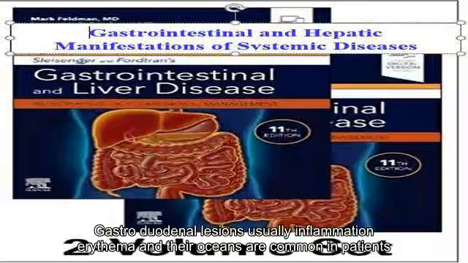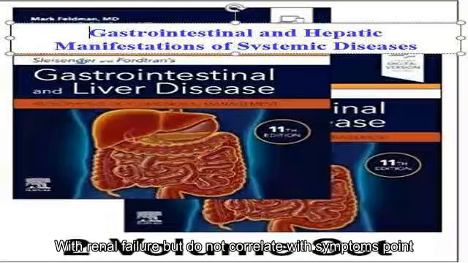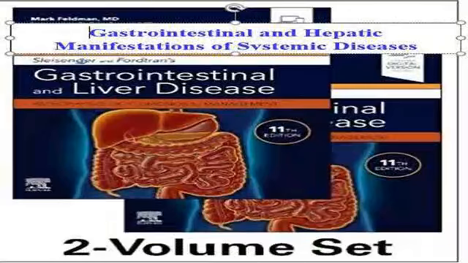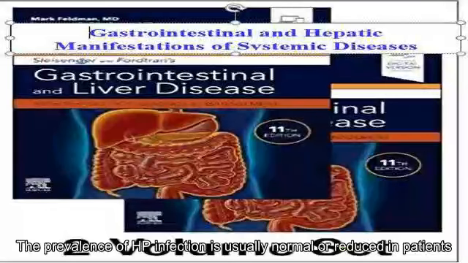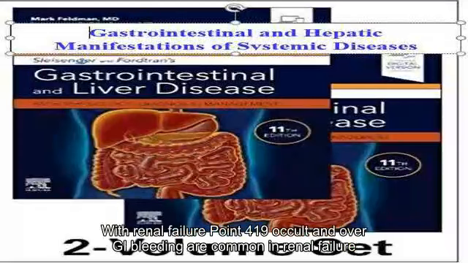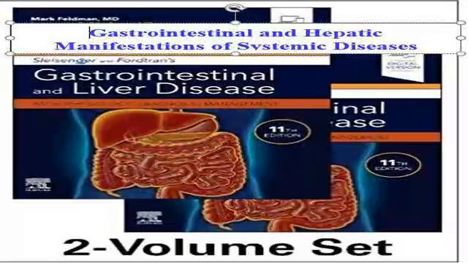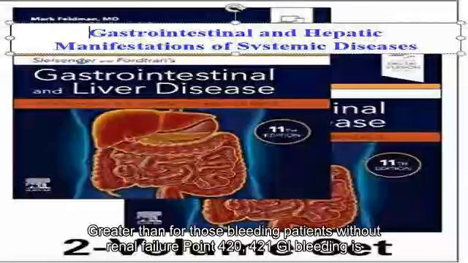Gastroduodenal lesions, usually inflammation, erythema, and erosions, are common in patients with renal failure but do not correlate with symptoms. Whether gastric acid or serum gastrin is altered is controversial. The prevalence of HP infection is usually normal or reduced in patients with renal failure. Occult and overt GI bleeding are common in renal failure. For those admitted for upper GI bleeding, the mortality and rebleeding rates are greater than for those bleeding patients without renal failure.